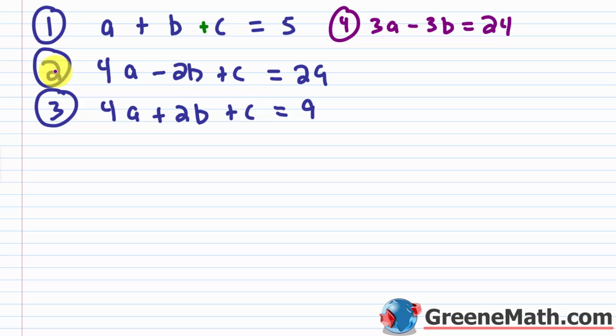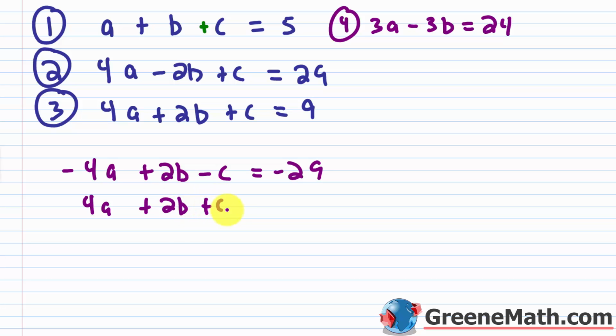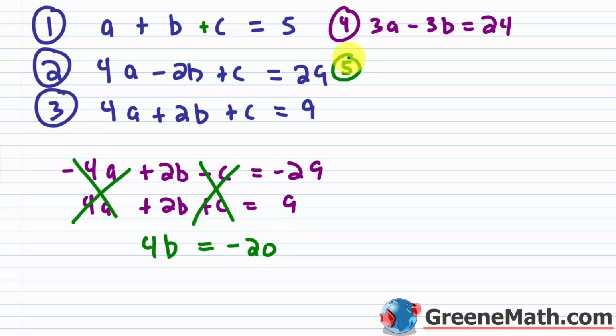If I multiply equation 2 by negative 1, I'd have negative 4a plus 2b minus c equals negative 29. And then for equation 3, I'll just keep it as it is. So 4a, plus 2b, plus c, and this equals 9. So when we do this, we get an even easier situation. This is going to cancel, and so is this. So I get 2b plus 2b, which is 4b. And this is equal to negative 29 plus 9, which is negative 20. So for equation 5, I get 4b is equal to negative 20.